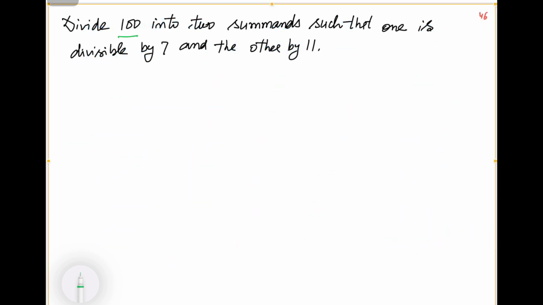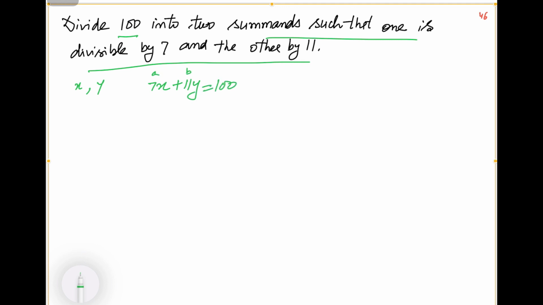We have to divide 100 into two summands such that one is divisible by 7 and the other by 11. Let x be the summand divisible by 7 and y be the summand divisible by 11. So the equation becomes 7x plus 11y is equal to 100. This is a, this is b, this is c.